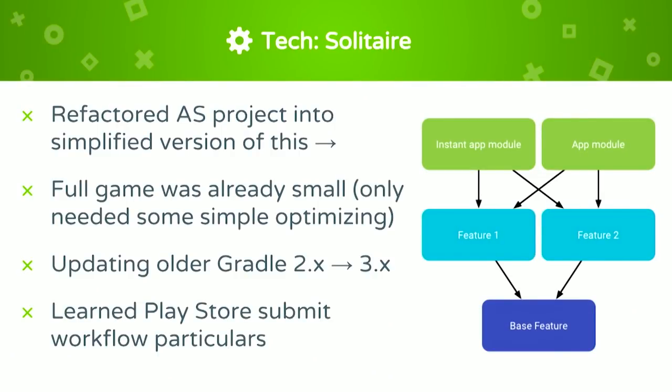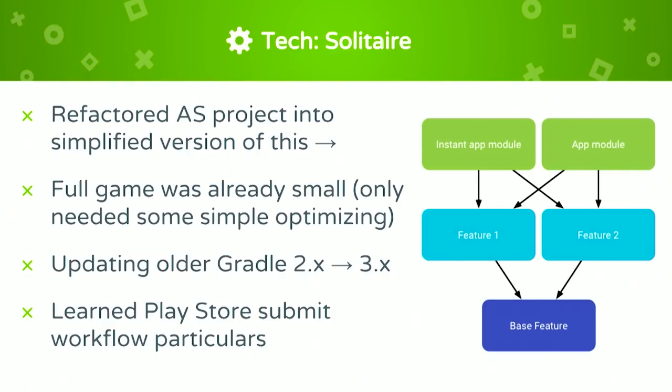So this is a little bit about Solitaire. You may or may not be familiar with the diagram on the side, but this comes from the Google Instant Apps documentation. Basically, you have features, which are a unit of functionality or gameplay in your game or app. And then you have your instant app module, which depends on features, and you have your regular app module. So you have a unified build that can target both platforms, instant and installable.